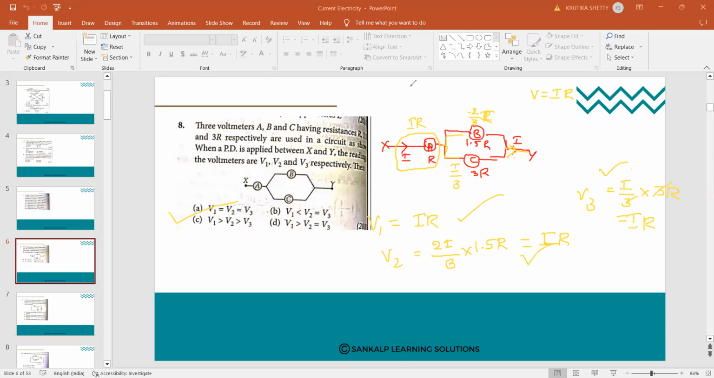So according to Ohm's law, V1 is equal to IR. In the first voltmeter, the resistance is R and the current is I. In the second voltmeter, the resistance is 1.5 into R and the current is 2 by 3 into I. Next, in the third resistor, it is I by 3 into 3R. So simplify, it is option A. Okay, then the next question.